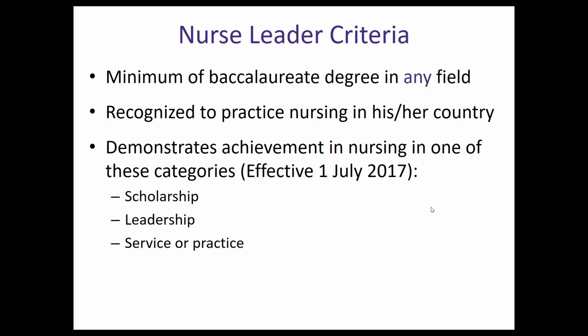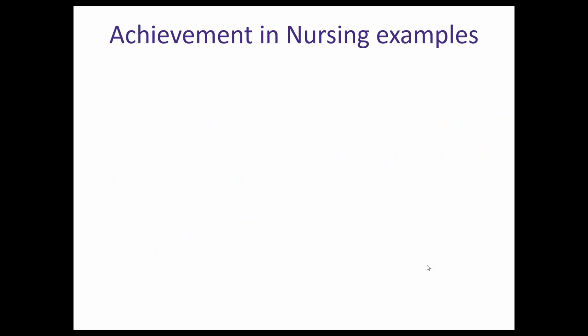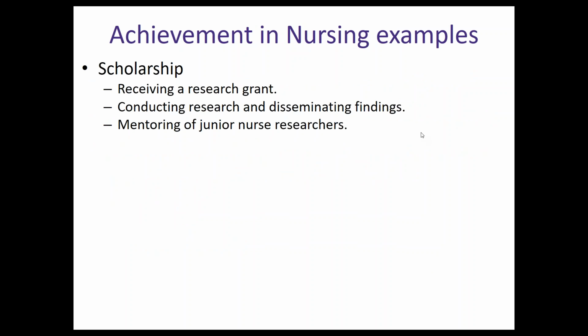And they are now scholarship, leadership, service, or practice. So we also have some examples of these achievement in nursing categories, but again, this isn't going to be all inclusive. Your chapter might come across some additional examples that you can document. For scholarship, this might include receiving a research grant, conducting research and disseminating findings, mentoring junior nurse researchers.